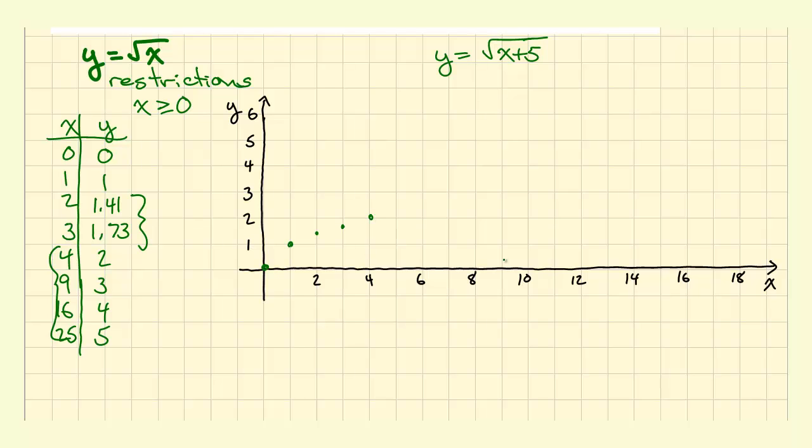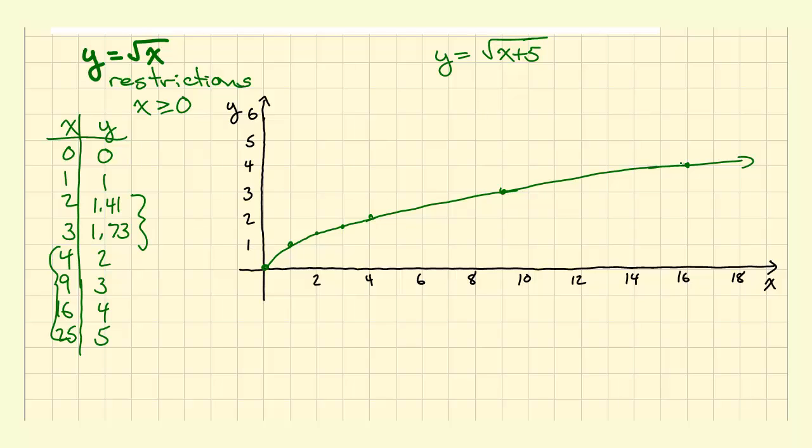Over 4 and up 2, over 9 and up 3, over 16 and up 4, and I could go to over 25 and up 5, but I run out of room. And some of you may recognize that as sort of half of a sideways parabola. If you imagine going over 1 and up 1, or over 2 and up 4, over 3 and up 9.